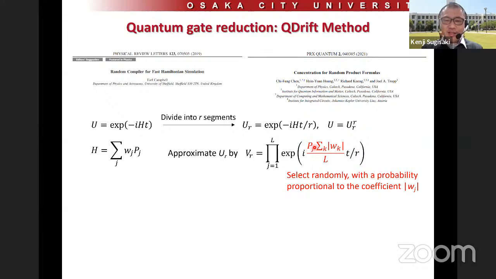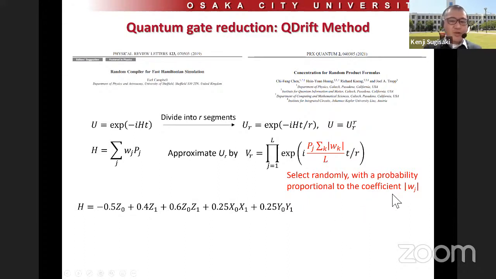Here, this P_j is selected randomly with a probability proportional to the coefficient w_j in absolute value. So let us think, as an example, about the Hamiltonian shown here. It has 5 terms: Pauli Z0 and Z1, and Z0 Z1, X0 X1, and Y0 Y1.